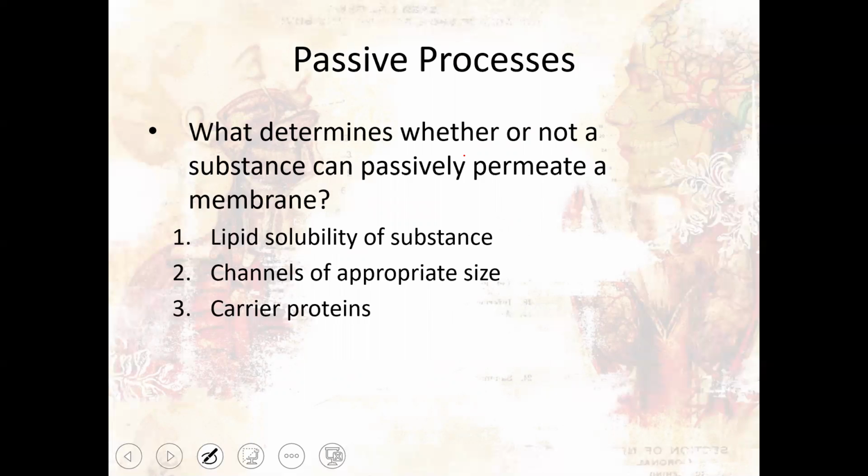So what determines whether something can actually just passively walk through a cell membrane? The first thing is lipid solubility. Things that are lipid soluble can freely cross the membrane. Things that are not, maybe. But if it's lipid soluble, it can go through. If not, there may be a channel there for it. And if there's a channel, then maybe it can go through. If all else fails, there may be a protein to carry it into the cell. So let's look at those things.